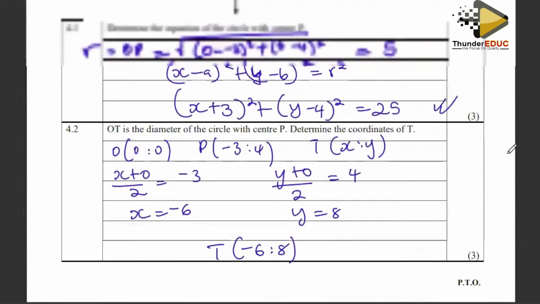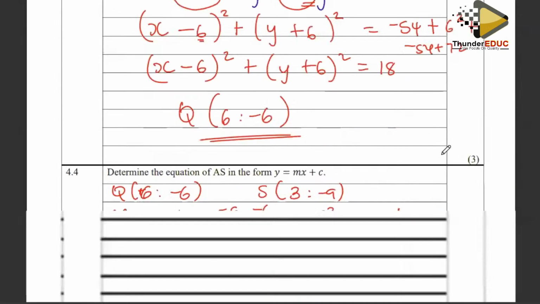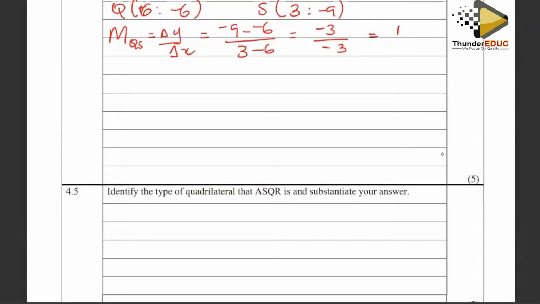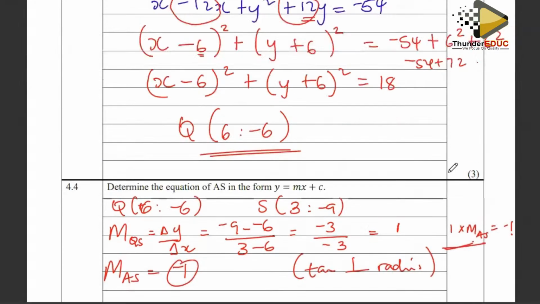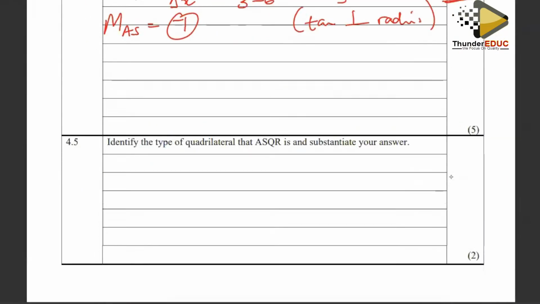Let's see the direction of that line. It's positive. Okay, perfect. So if that is 1, meaning that the gradient of AS is going to be negative 1, since the gradient of QS times the gradient of AS should give us negative 1. The lines are perpendicular. Yes? Reason, we're going to say tangent perpendicular to the radius. All right, so we have our gradient. We can use the point S, which is (3, negative 9).